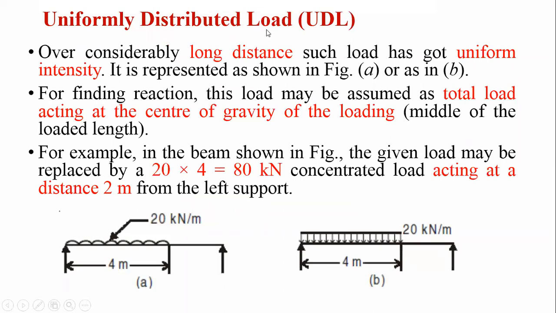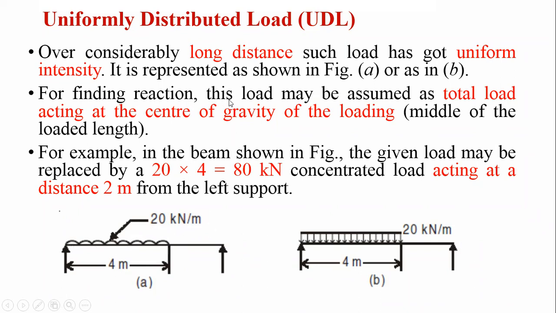Second is uniformly distributed load, shortly called UDL. Consider a long distance, such a load has uniform intensity. It is represented as shown in figures A and B over here. If you see here, it is represented like this one, or it may be represented like this one. Here it is given as 20 kilonewton per meter. It means that for a 1 meter length, 20 kilonewton is the intensity. Now for this total 4 meter length, it is a uniform intensity of 20 kilonewton.